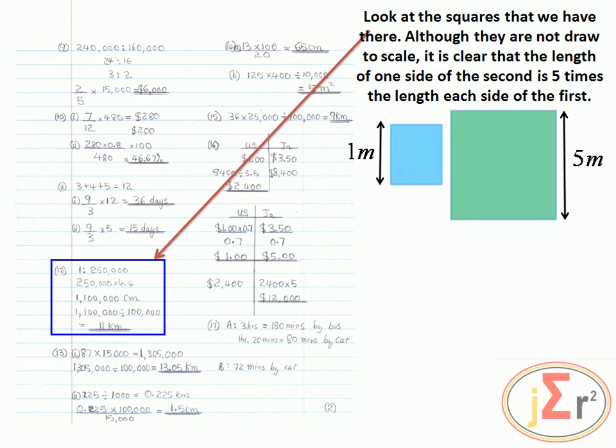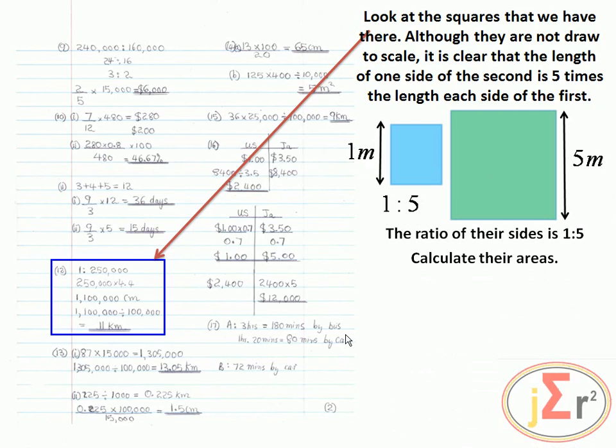So we need to be aware of the fact that one side of the second is 5 times one side of the first, because this one is 1 meter, this one is 5 meters. This one is actually 5 times this. No problem with that. The ratio of their sides is therefore 1 to 5. So the ratio of the sides of this square being 1 meter and this one 5 meters is 1 to 5.